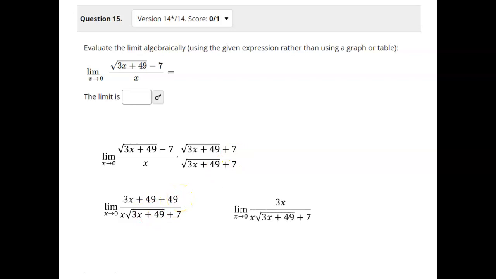Simplifying this expression, the 49s get subtracted from each other. The x's can now cancel. There's an x in the numerator that can cancel with an x in the denominator. And now we can take a limit by substitution. We can now substitute 0 into this expression for x.